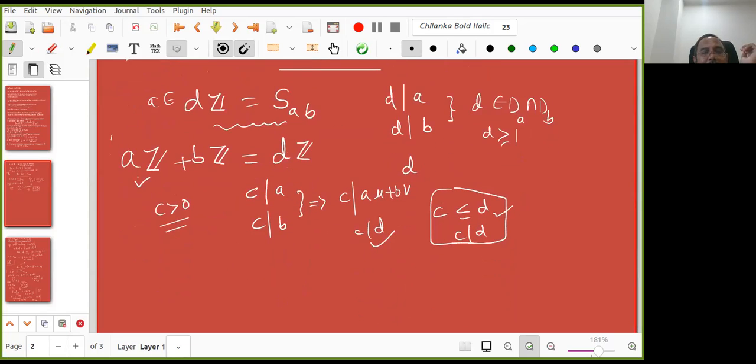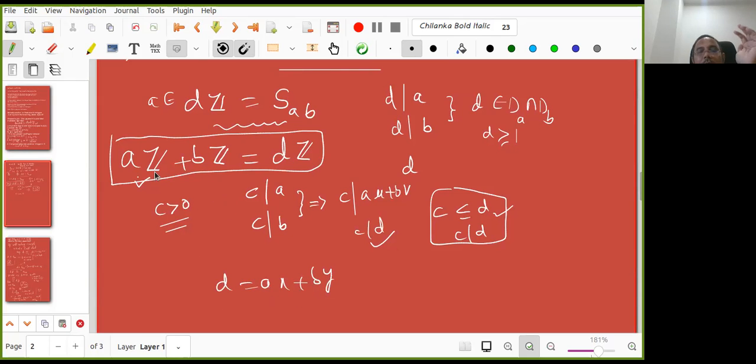So now from this, can you conclude that D is of the form AX plus BY, for some X and Y, right? Right, that is easy. D belongs to DZ, so D is equal to D into 1. So D belongs to DZ, but DZ is equal to AZ plus BZ. So D is here, so D is equal to AX plus BY, right?